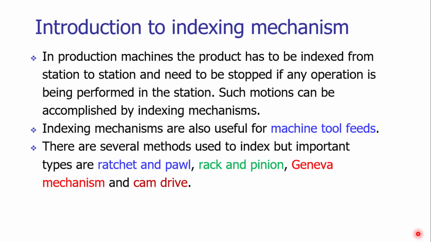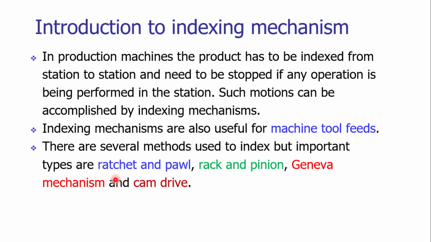Thus, we can say that in production machines, we need to have an indexing mechanism for processing of the product at various stations. At these stations, the product needs to be stopped for the required operation. In addition to this stepwise motion, we also need to have the indexing mechanism for feeding of the machine tools.